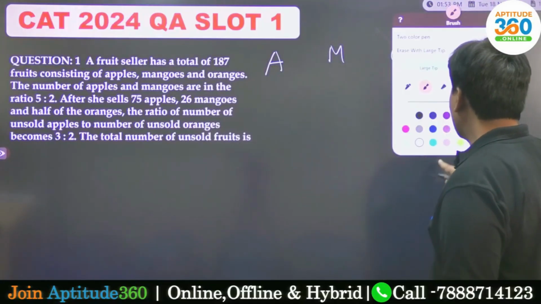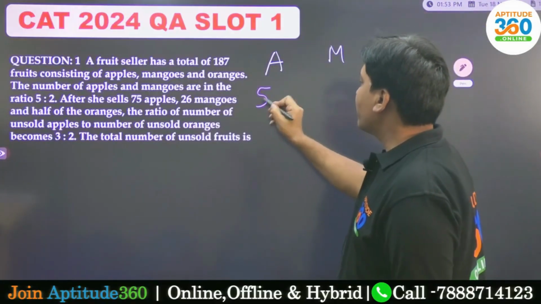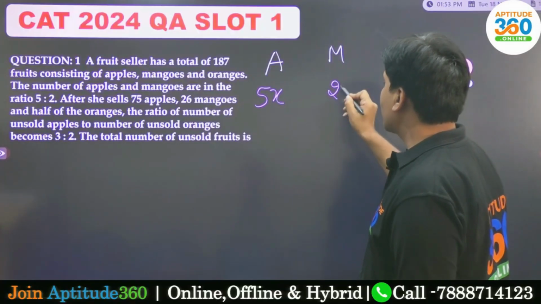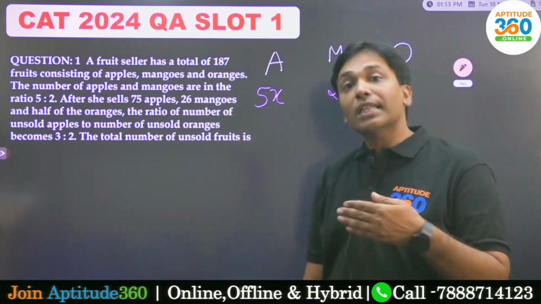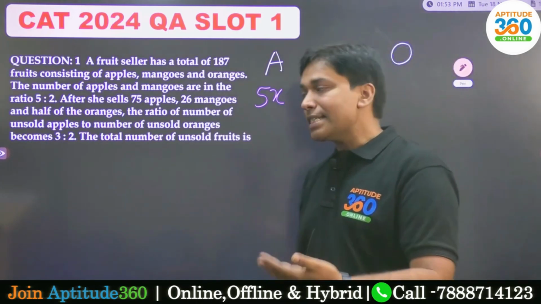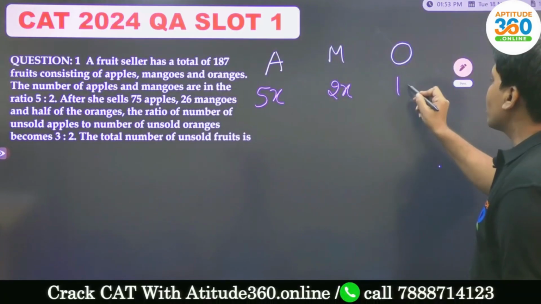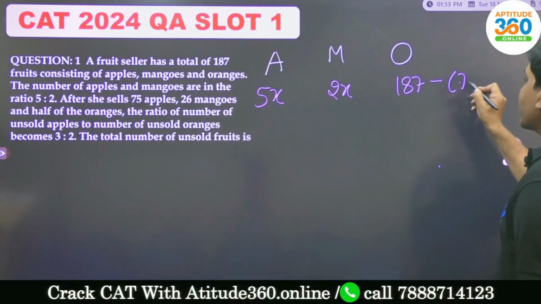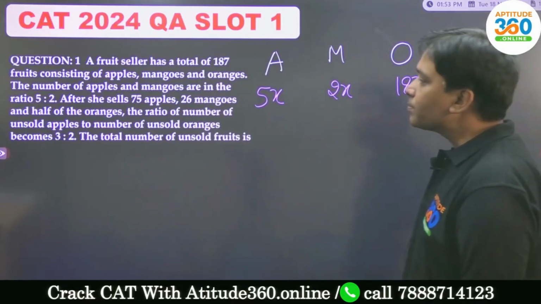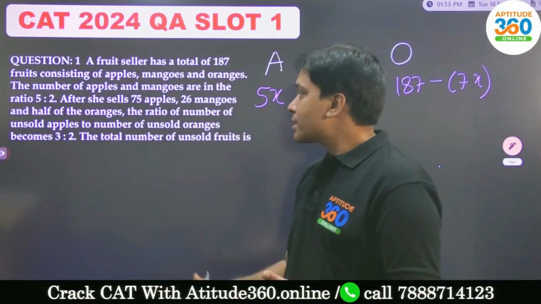So can I say that how many apples do we have? We can have it as 5x and 2x. This question is from ratio and proportion topic. And since the total number of fruits that we have taken is 187, so number of oranges obviously will be 187 negative 7 times of x, right? Let us see what does this say after this.